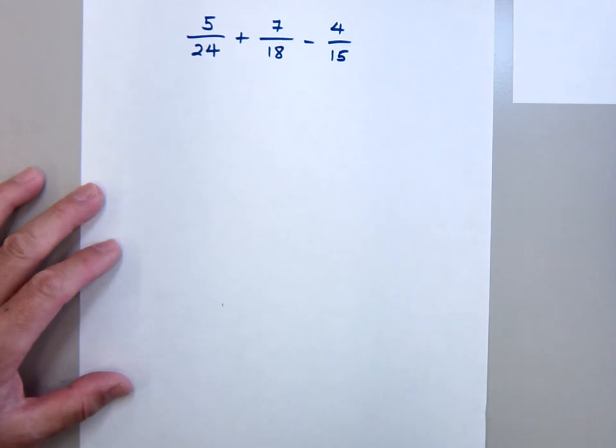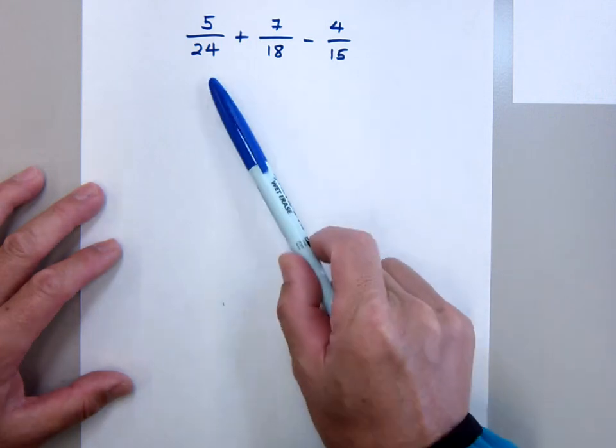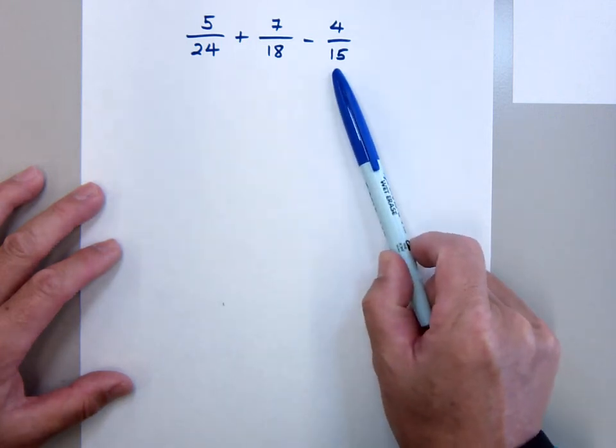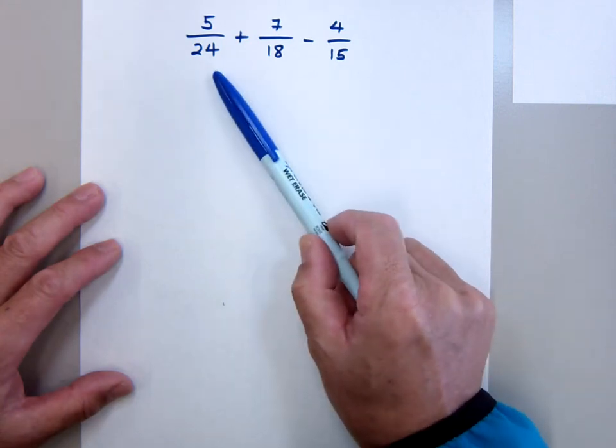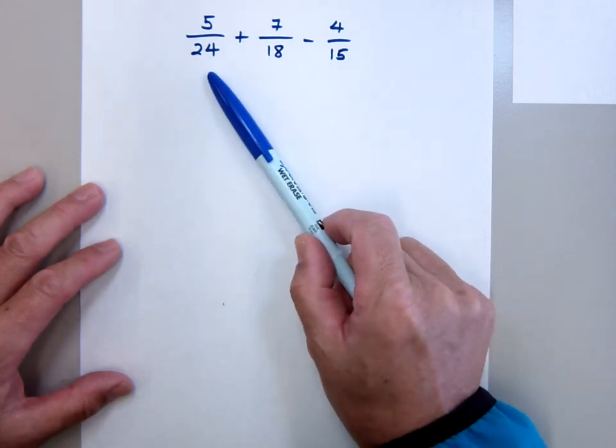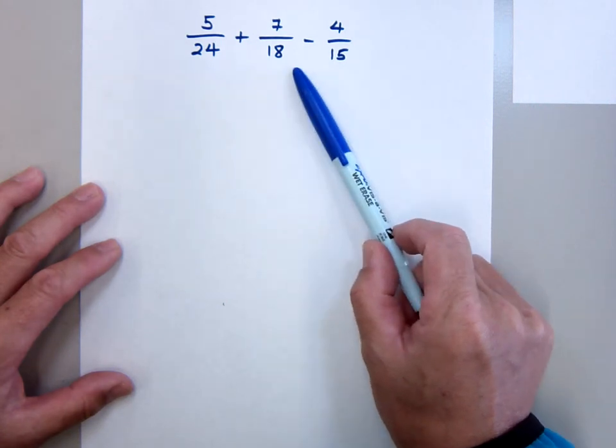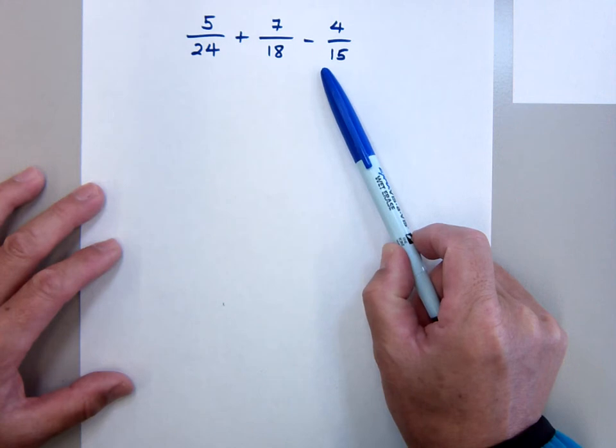Okay, this is a video that will show you how to add and subtract these three fractions. As you can see, the denominators are relatively big, and there are three, obviously. And hope you know that in order for you to add and subtract these three, you do have to come up with the least common denominator.